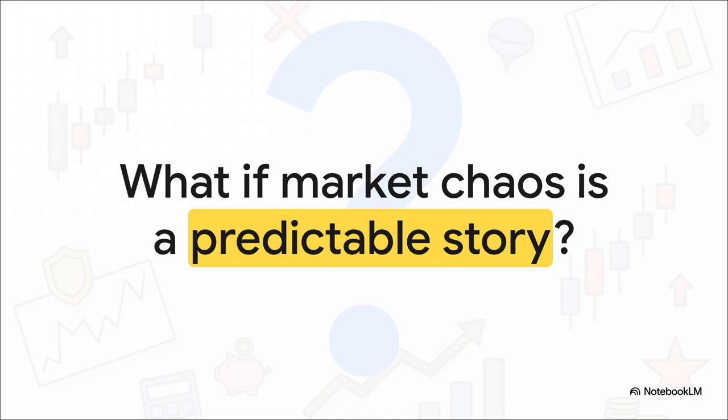So think about that for a second. What if market chaos is actually a highly predictable story? Because what looks like jagged random noise to a total novice is actually a hidden, incredibly readable language for finance pros. Every single tick, every shape, and every pattern holds a massive clue about who is winning the battle for market control. And once you know how to translate this visual language, you can start making real sense of market movements.